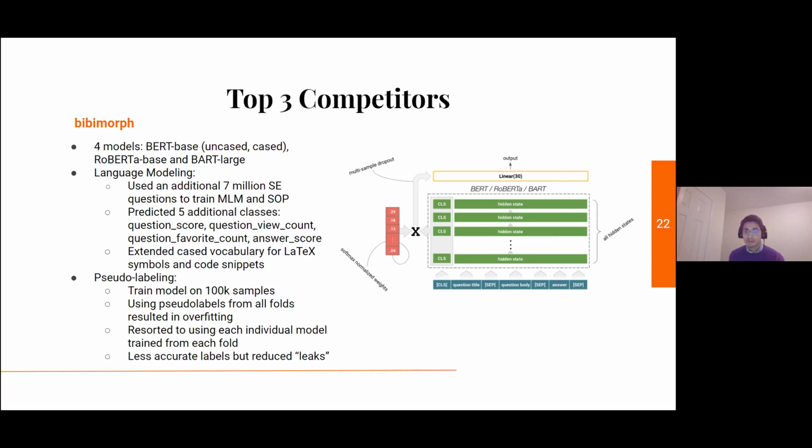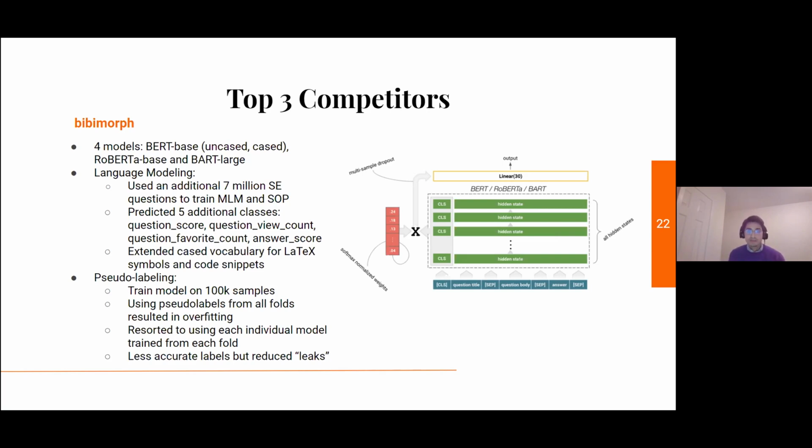So the general architecture here is that they fed in the question title, the classification token, followed by a separation token, the question body, separation token, followed by the answer and the separation token. Then they fed it into either BERT or Roberta and BART. Instead of taking the final layer from the hidden state and softmaxing, they took the classification tokens from all hidden states, softmaxed it, and sent it into the linear layer while using multi-sample dropout.